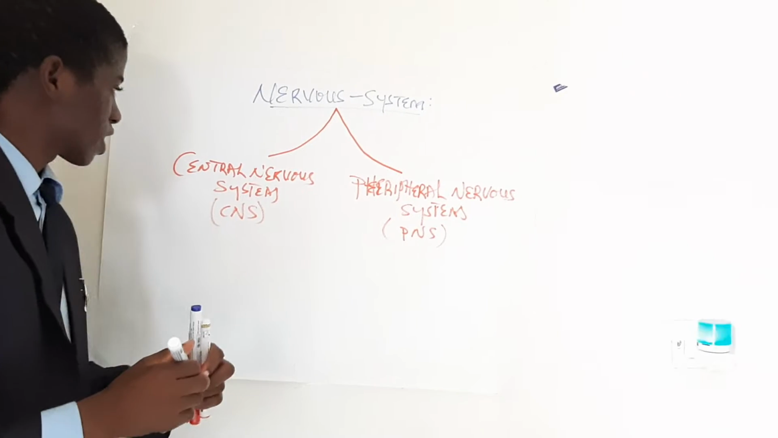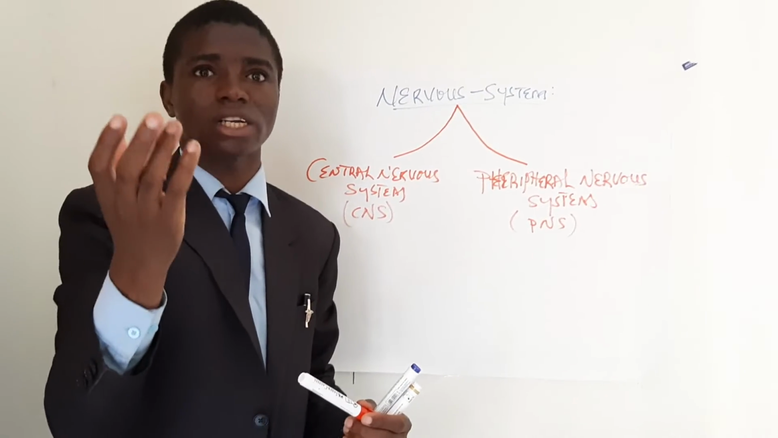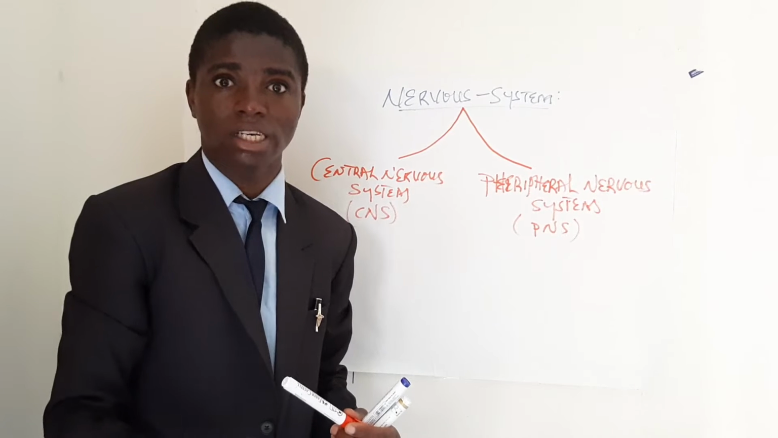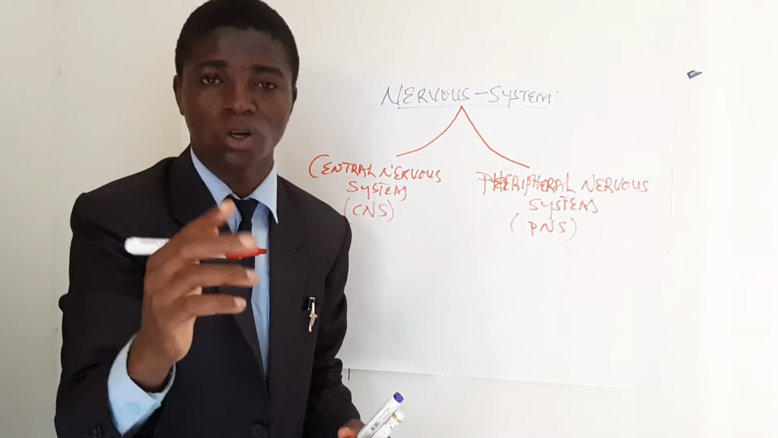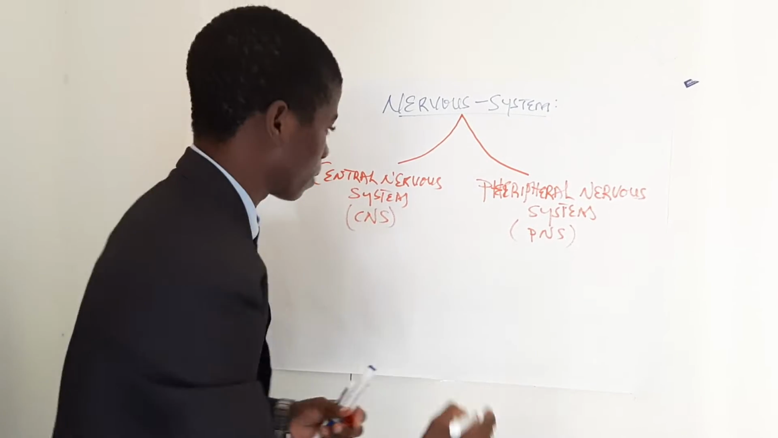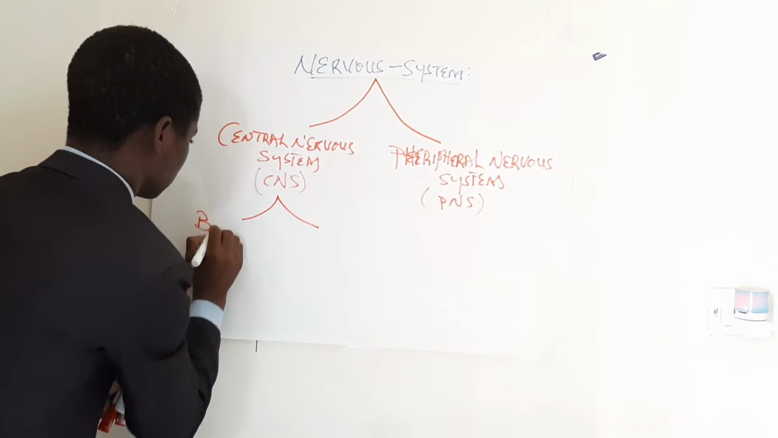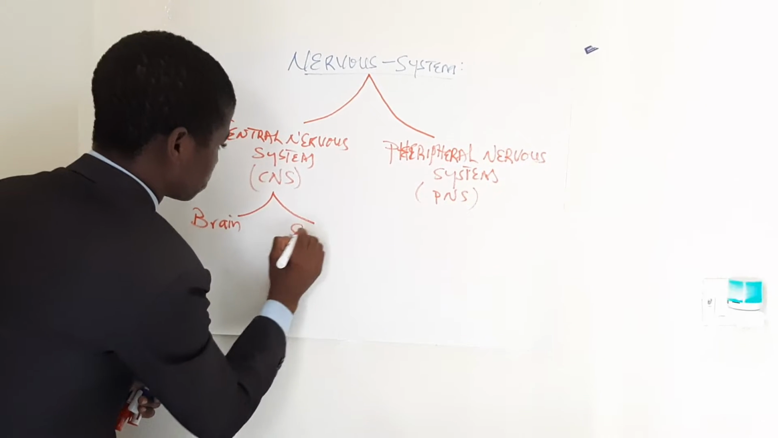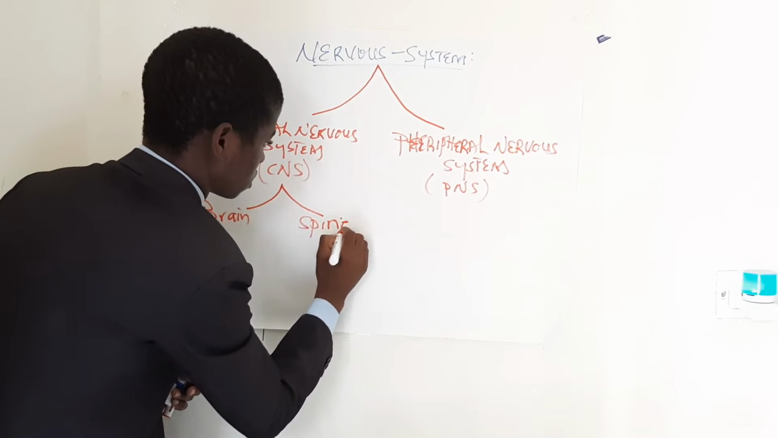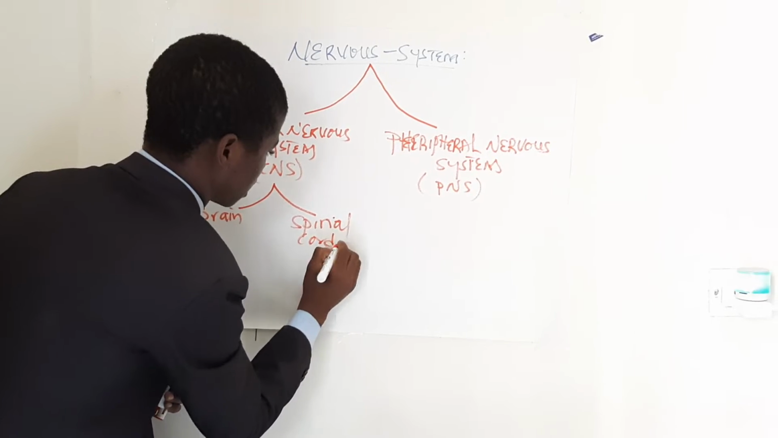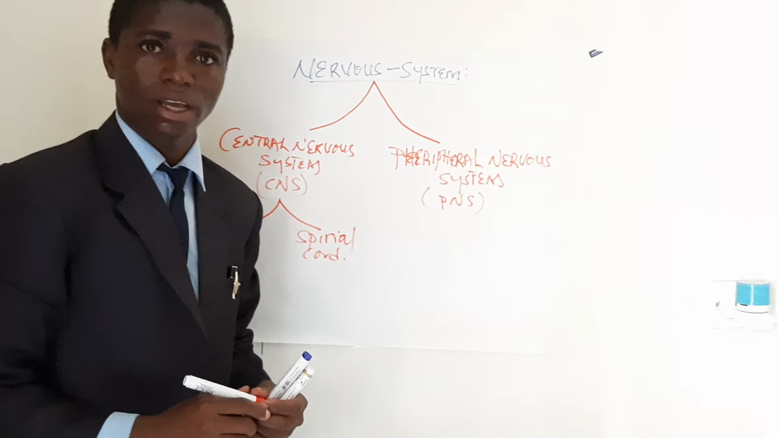Fine. Now let's look at the central nervous system. The central nervous system is a coordination of the brain and the spinal cord. We can say the central nervous system can be subdivided into two, which are the brain and the spinal cord.